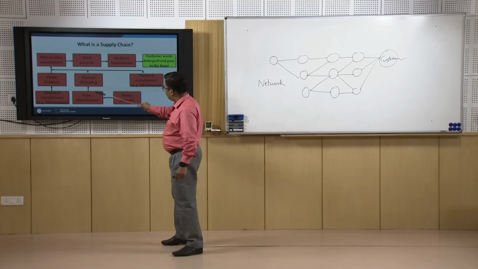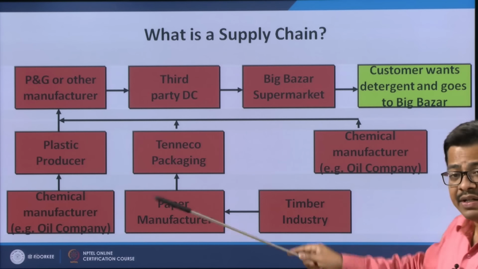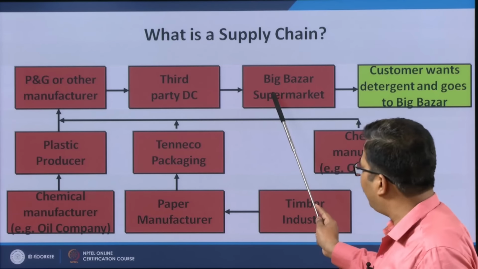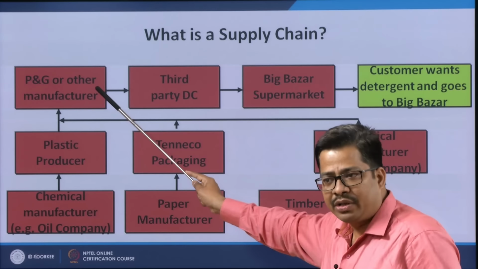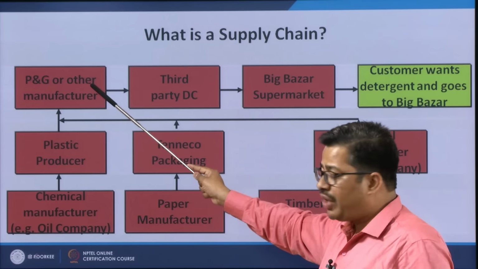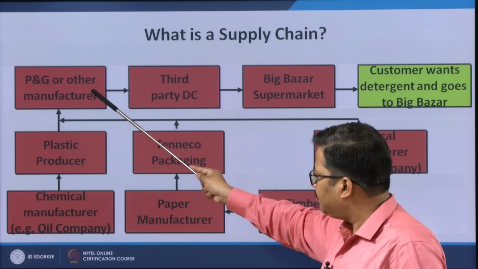Now, in this particular case, you see the customer is coming to Big Bazaar to purchase the detergent, and Big Bazaar is keeping that detergent. Now, how many different parties are involved in this entire process? Big Bazaar is procuring the detergent from Procter and Gamble. Now, Procter and Gamble is manufacturing the detergent, or any other manufacturer which is manufacturing the detergent.